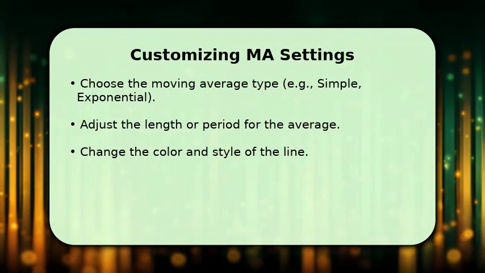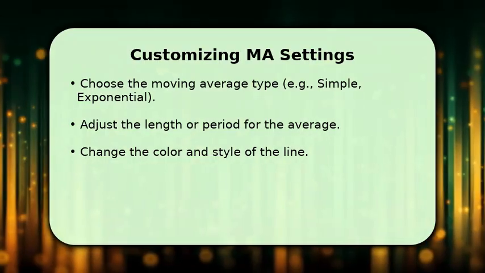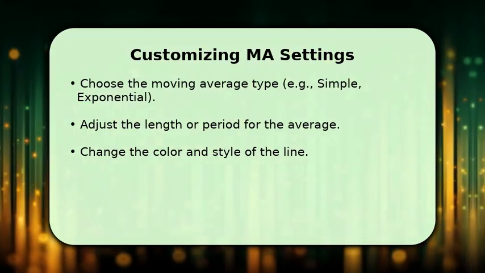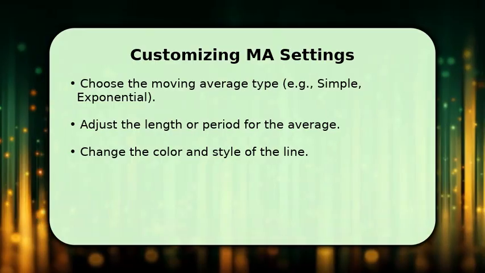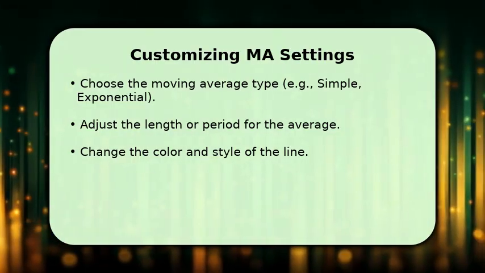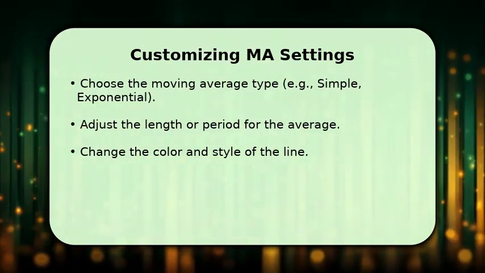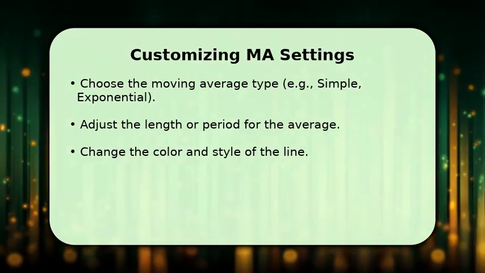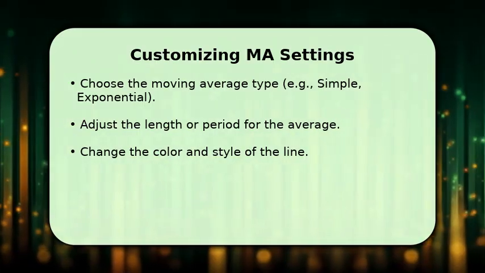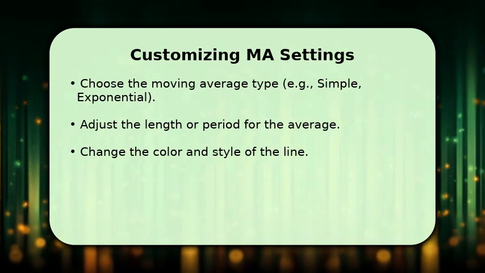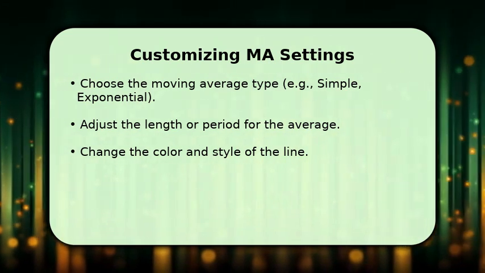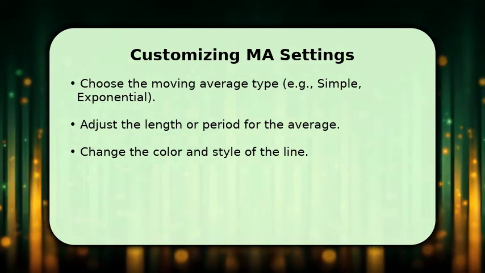Once you've added the moving average, it's time to customize it. You can choose the type, such as simple or exponential, and adjust its length, like a 50-period or 200-period average. Feel free to change the line's color and style to suit your preferences. Remember to save your settings so they are ready for next time.